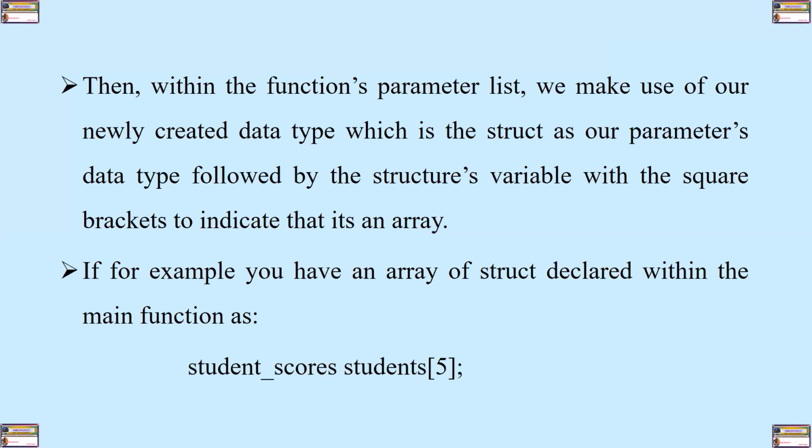So this is an array of structs. It is composed of a structure variable called students and its number of elements is 5. When I talk about elements, I mean the occurrences. I can also call them the records.